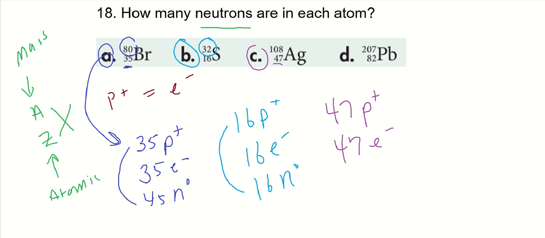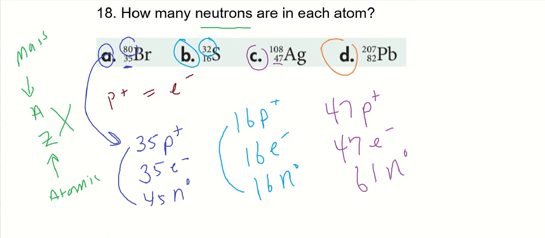Now, when it's not so obvious, you can take the big number, subtract the smaller number, which is the mass number minus the atomic number, and then that will also give you the number of neutrons. So that's 8 minus 7 is 1, 10 minus 4 is 6, so 61 neutrons.